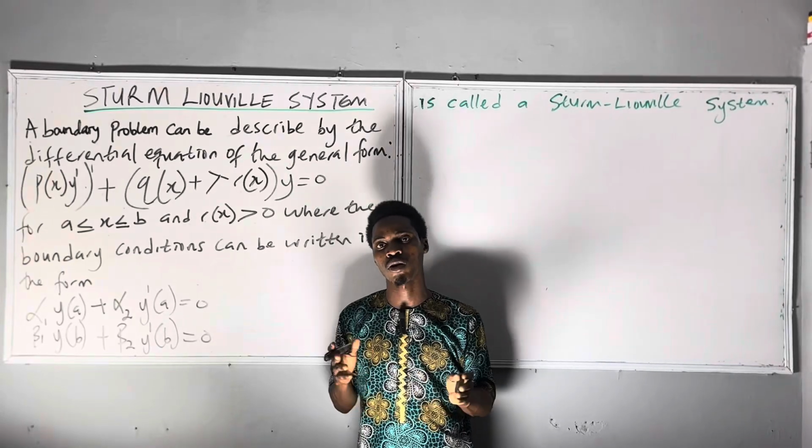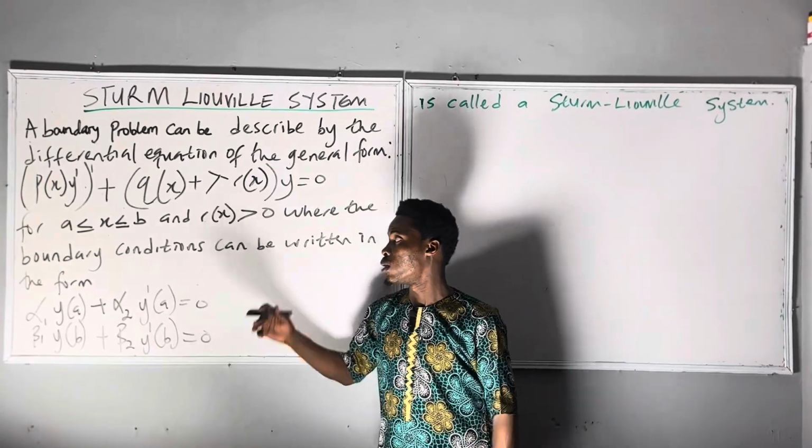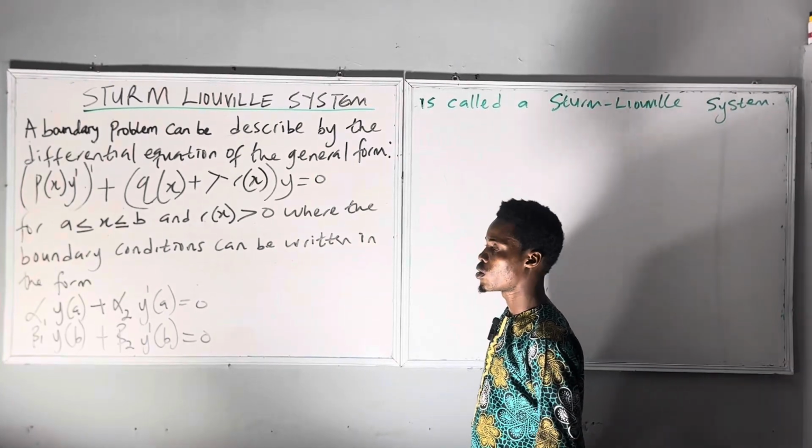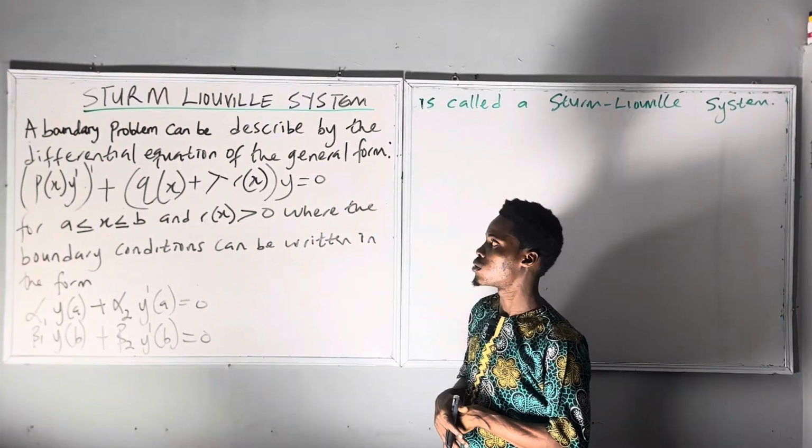In today's class, I'll be talking on Sturm Liouville system. A boundary problem can be described by the differential equation of the general form. What do we call a Sturm Liouville system?